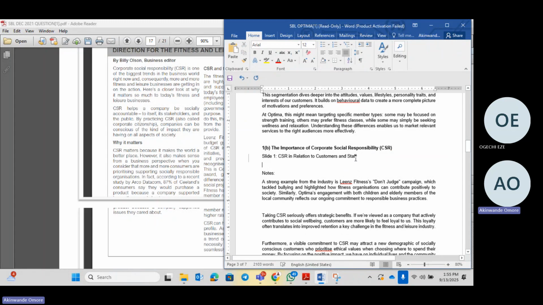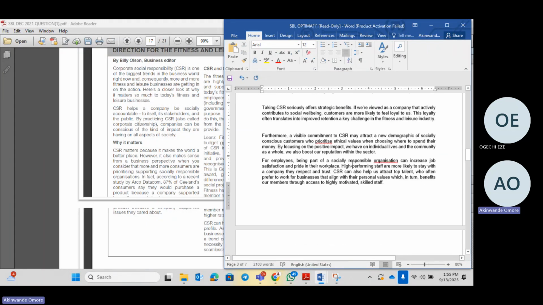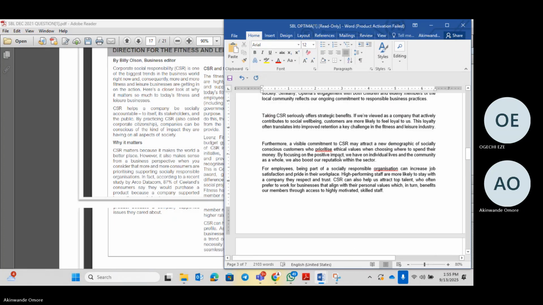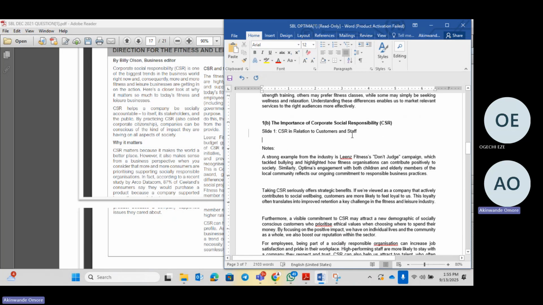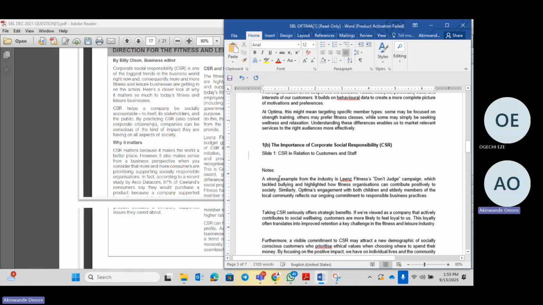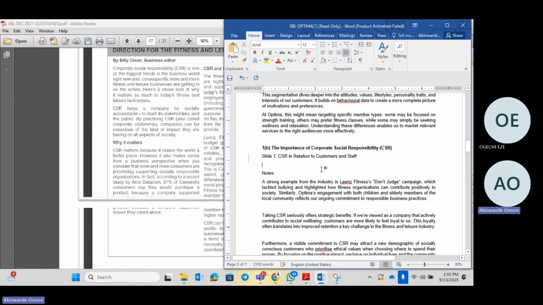Let me see if I can help us. Then where is our slide 2? For slide 1, she puts all the points inside a box, listing the points before writing out the notes. Same thing for slide 2. You get this now? So look at slide 1. We are looking at the importance of relationship to customer and staff. Slide 2 is looking at importance of relations to wider external stakeholders.